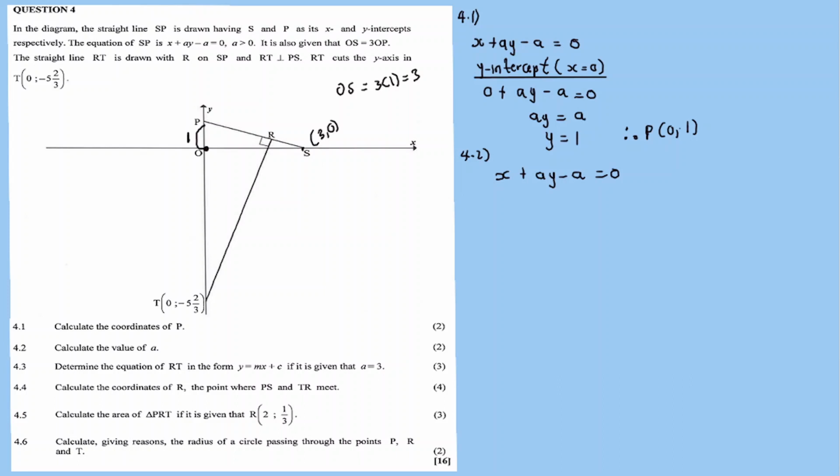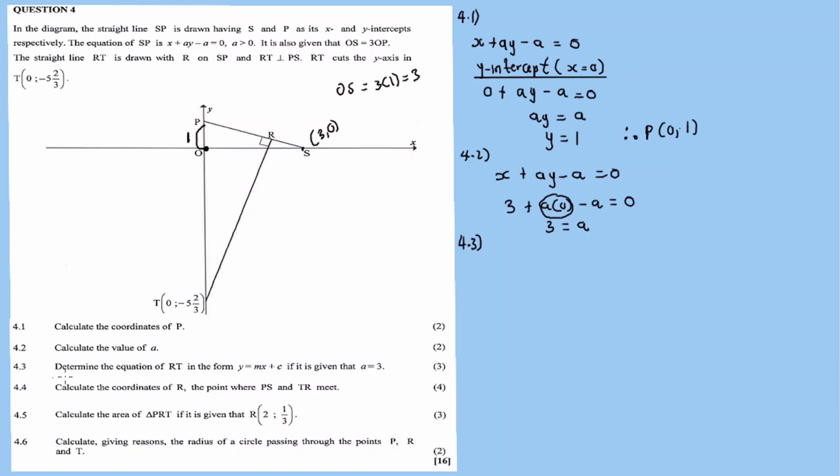Meaning our coordinates for S are 3 and 0. So since we have the coordinates of S, we can substitute and calculate A. Here it becomes 0 because A times 0 is 0, and then transposing that A, I get that 3 is equal to A. So boom, A is equal to 3.